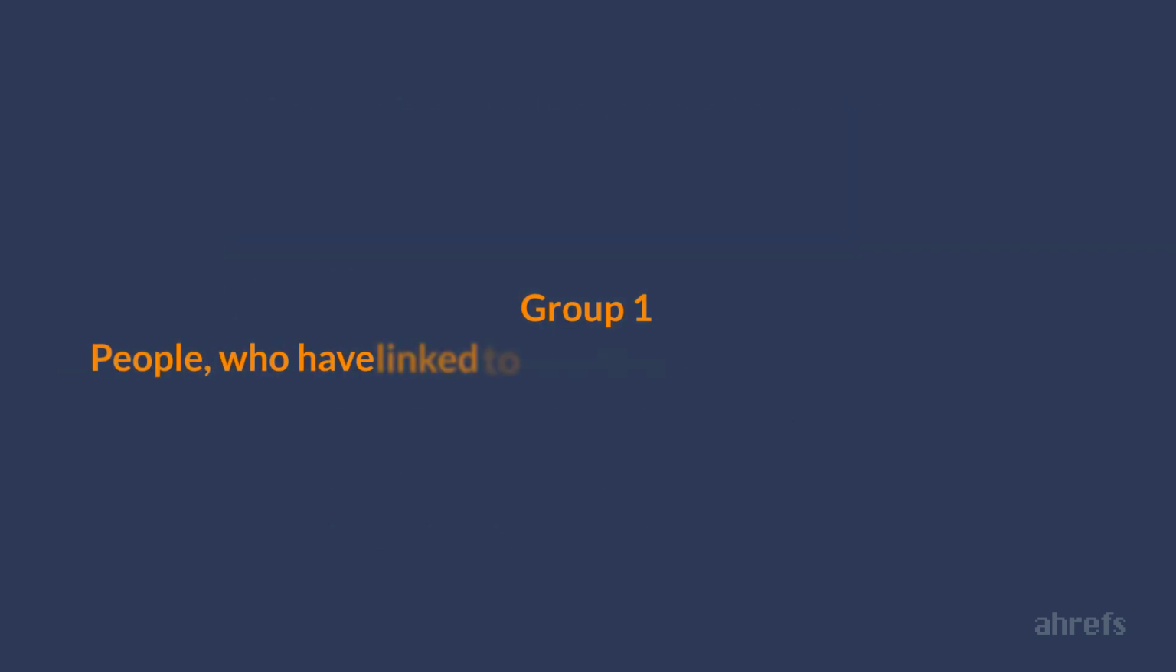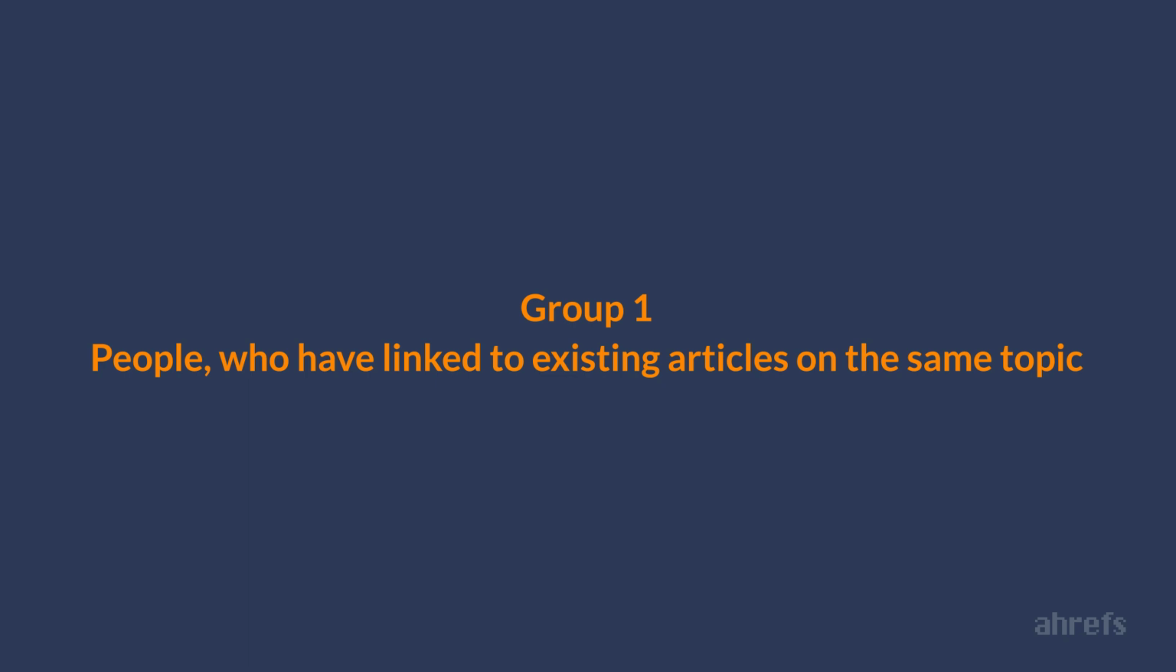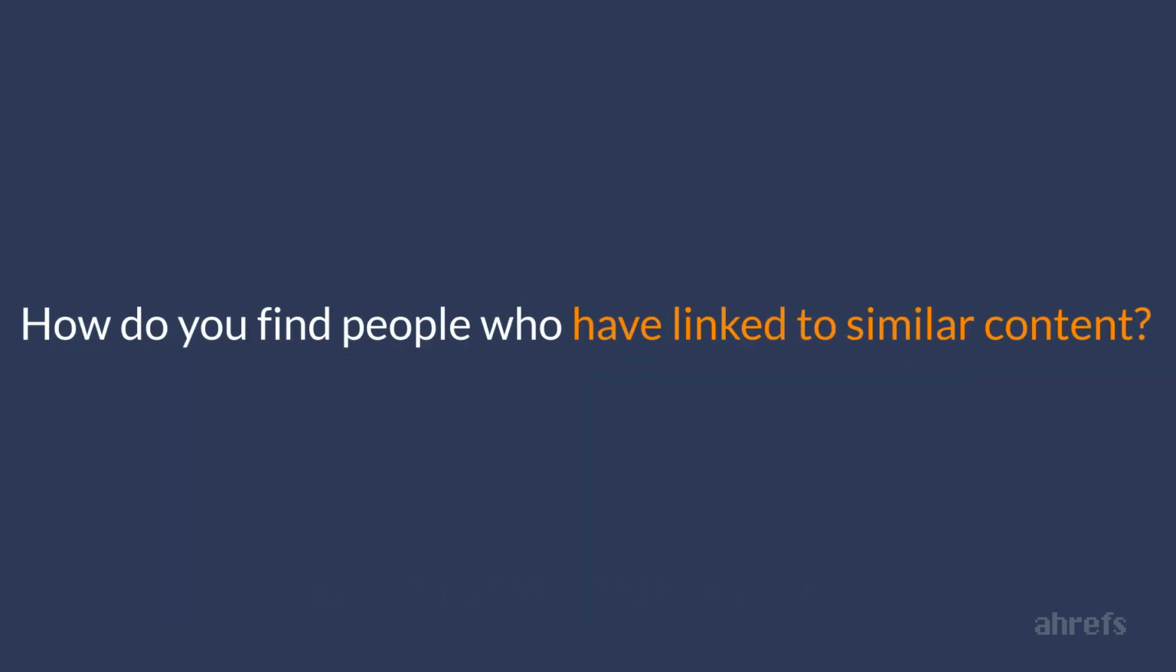Group number 1. People who have linked to existing articles on the same topic. The logic here is painfully obvious. If these people have previously linked to some other articles on the same topic, they might as well link to your articles too. That is, of course, if your article is somehow better than the one they're already linking to or offers a unique perspective. Otherwise, they just won't care.